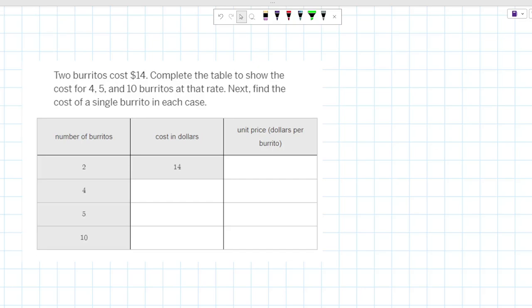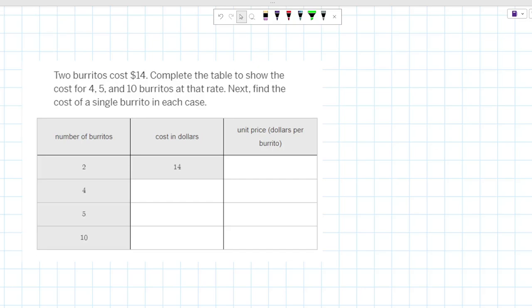It says 2 burritos cost $14. Complete the table to show the cost for 4, 5, and 10 burritos at that rate. Next, find the cost of a single burrito in each case. So let's go ahead and find out how much 4, 5, and 10 burritos would cost at this rate.